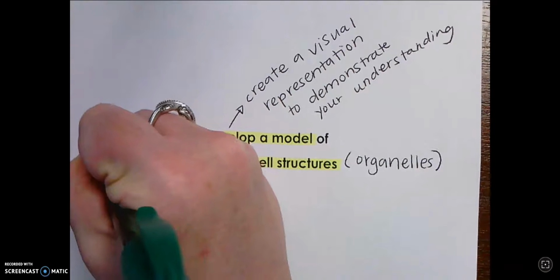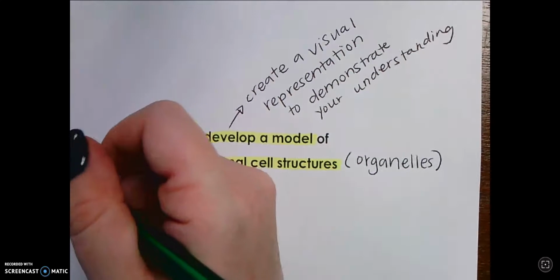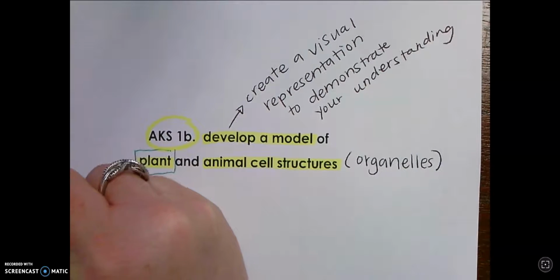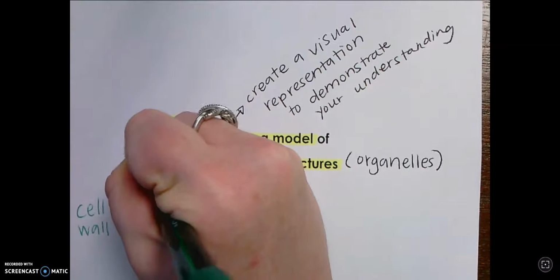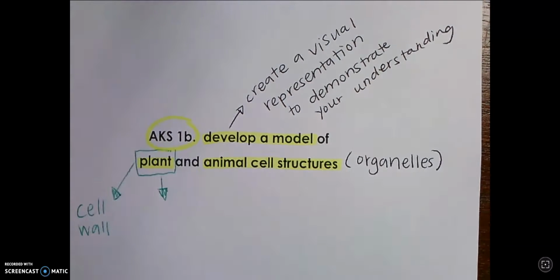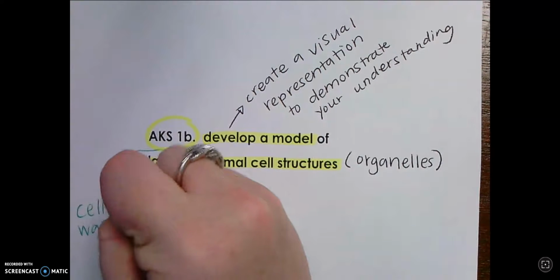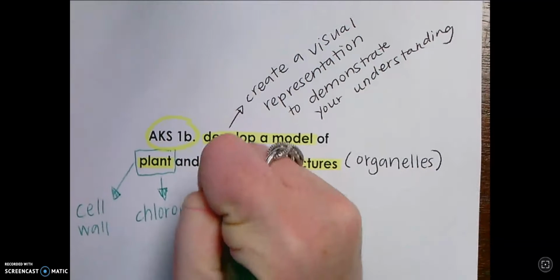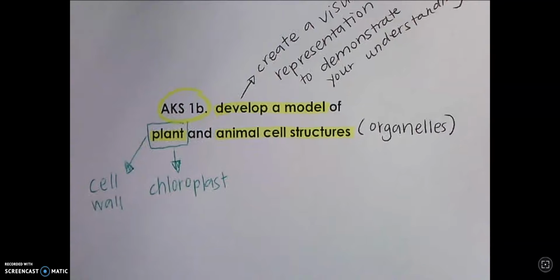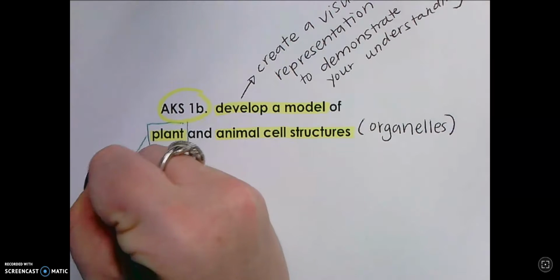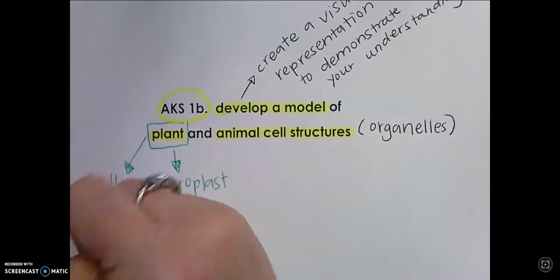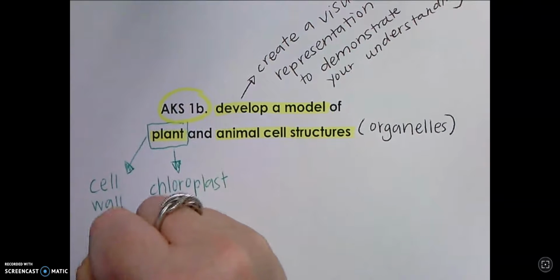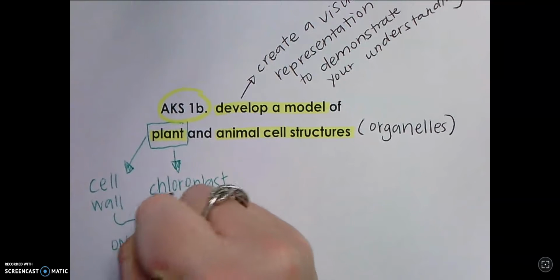One little green arrow, and I'm going to write one that you should recognize, the cell wall. And then I'm going to draw a second little green arrow and write another one that you should recognize, the chloroplast. I'm going to put a little bracket here and write only in plants or plant cells.